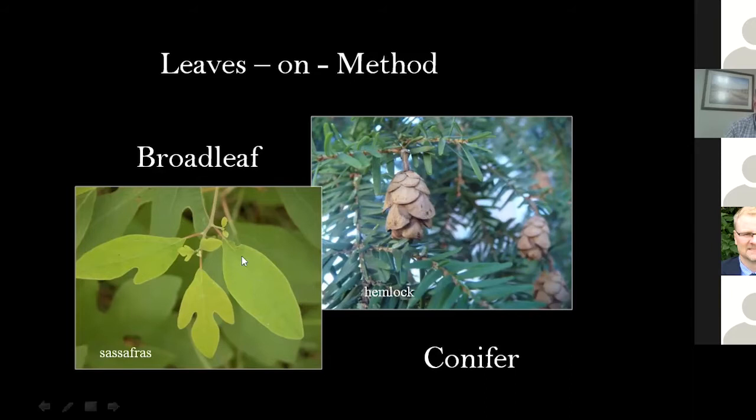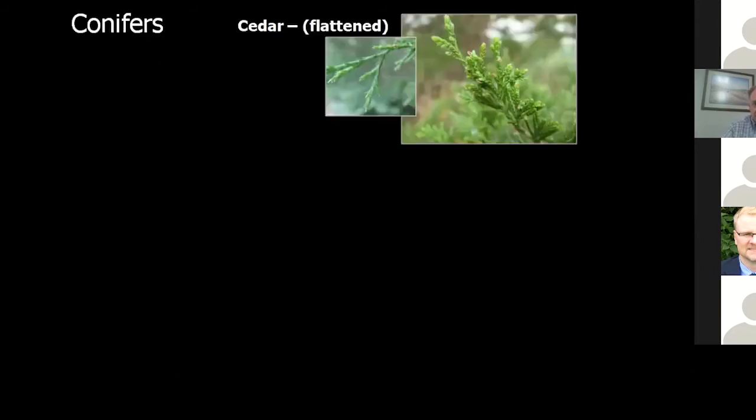The one on the left is the sassafras, and we identify it by 3 different shapes of leaves on any one tree. And then the one on the right is the hemlock. And the hemlock is a tree that you'll find in eastern Kentucky, normally in the eastern part of the state in these deep hollers that we have. So, when we're talking about leaves, here are the 2 broad categories that we're going to be talking about.